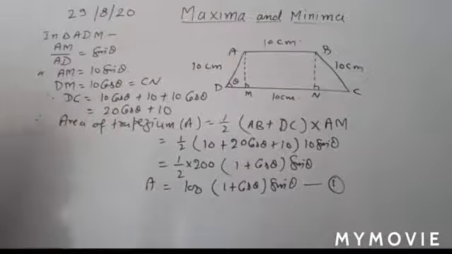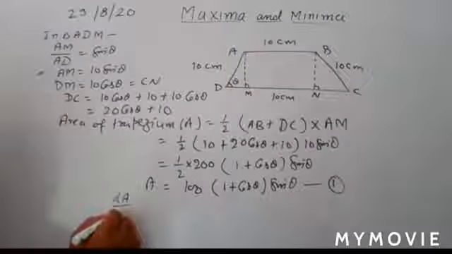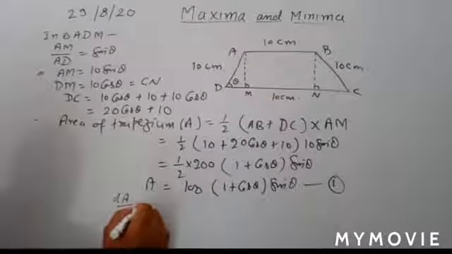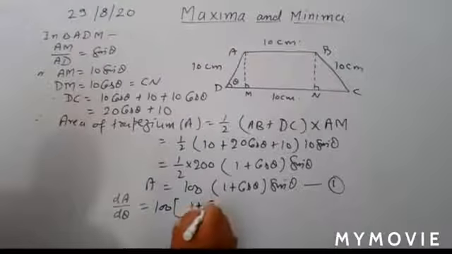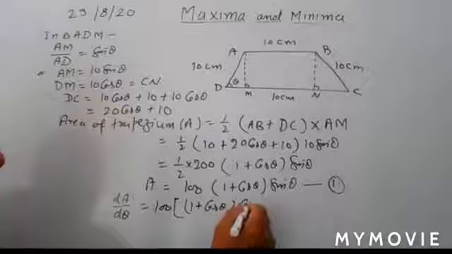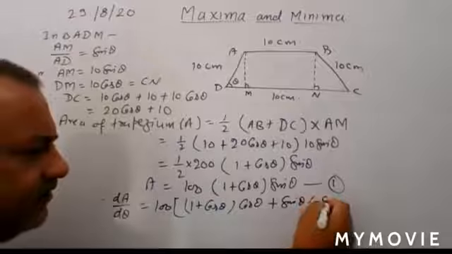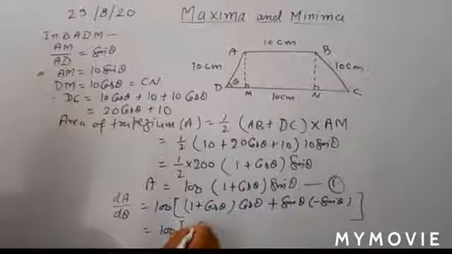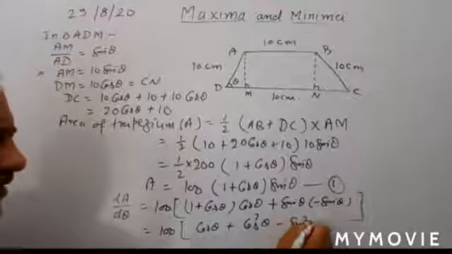So what you do, differentiate it, and further apply the process which you already know. So dA upon d theta. Here you are taking the derivative with respect to theta. So 100 into, here you are applying the product rule: first function into differentiation of second plus second function into differentiation of first, and it is equal to 100 into cos theta plus cos square theta minus sine square theta.